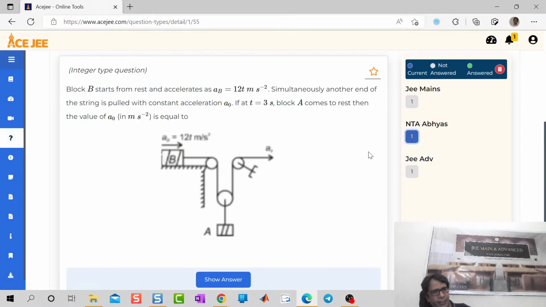So the block B starts from rest and accelerates simultaneously. At the same time, the string on the other hand is being pulled at t equals 0. So I'm going to assume that before t equals 0, neither the right end was moving, nor the left end was moving, and the block A was stationary.